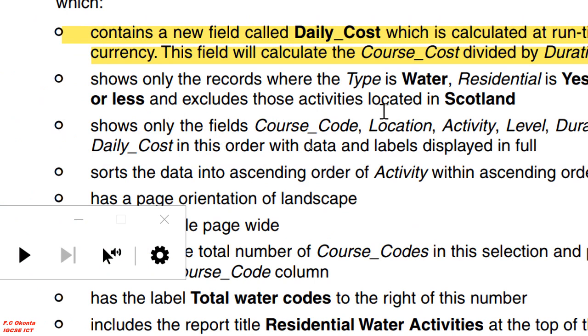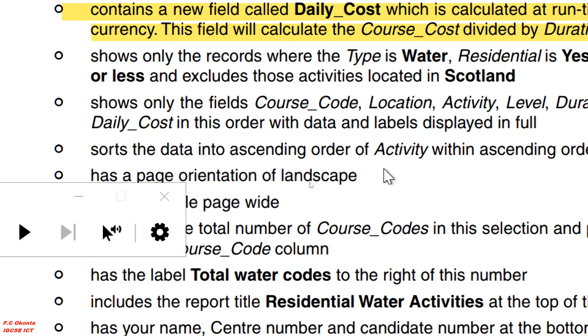Then exclude those activities located in Scotland. So under location, I'm going to say not Scotland. Not Scotland. Under location, exclude those activities located in Scotland.